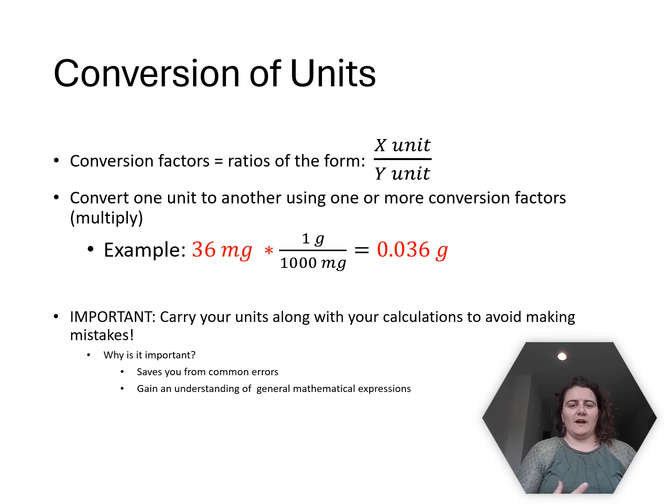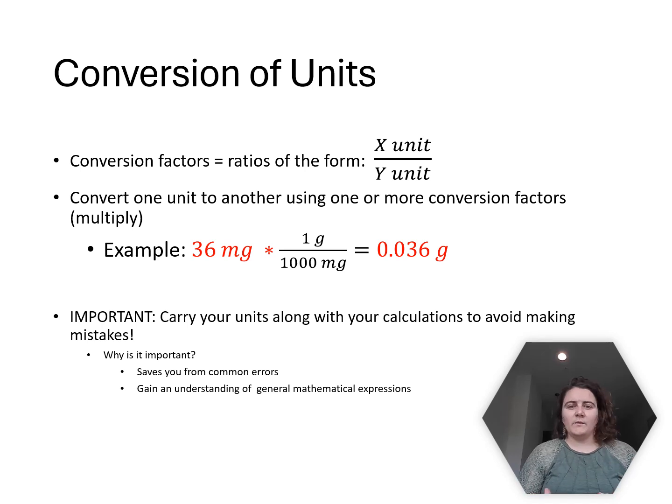We have conversion factors whenever we convert units, and those are ratios. That is one unit in terms of the other. So we have x of one unit and y of a different unit, and you can divide the two. It's basically the proportion between how much of x is equal to how much of y. We always convert from one unit to another using one or more conversion factors, and that's through multiplication.